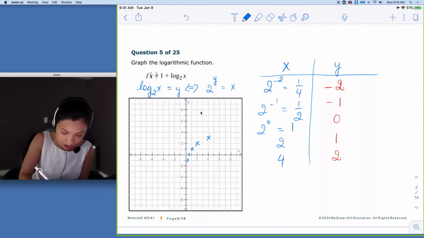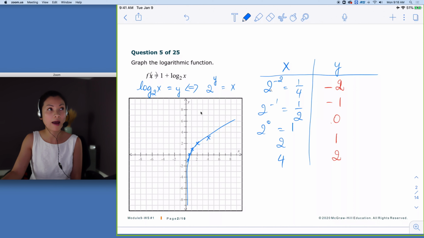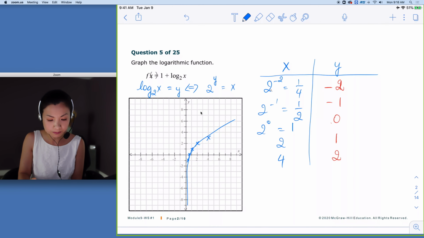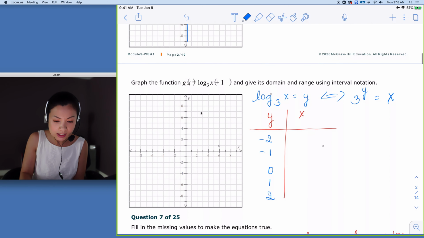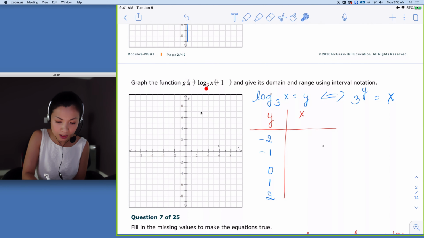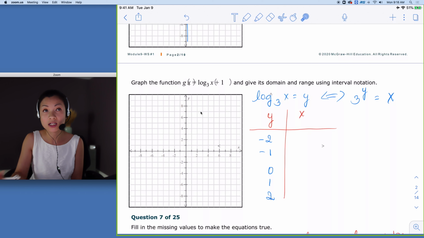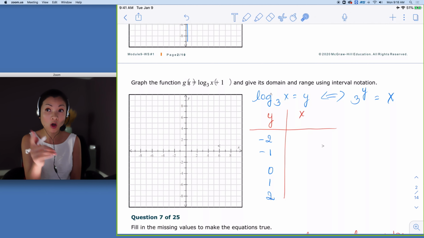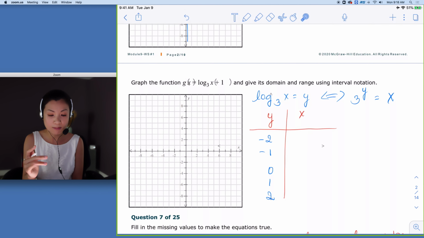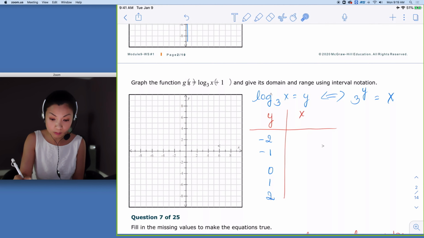Now I'm ready. Okay, so that's how we graph a log function. All right, so same thing over here, but notice that we have x plus 1. So that means your graph is going to shift to the left 1 unit. So same idea. First, we plot the points.